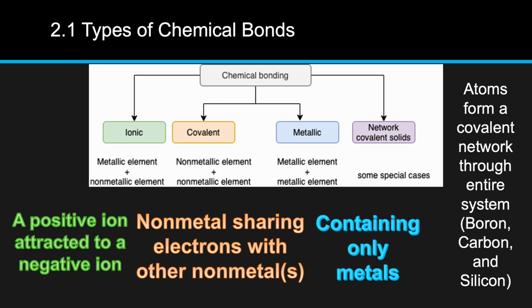And then we have covalent network solids, which is a special type of covalent bonding where atoms are bonded in a giant repeating 3D lattice of covalent bonds, and it creates a very strong and hard material with very high melting points.